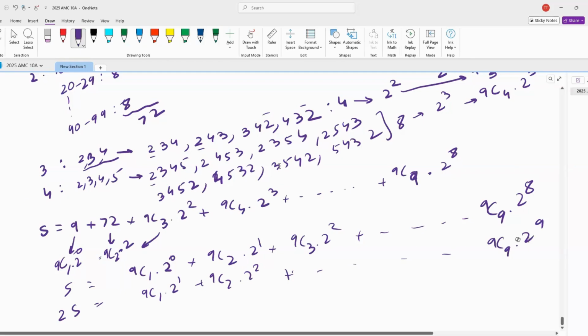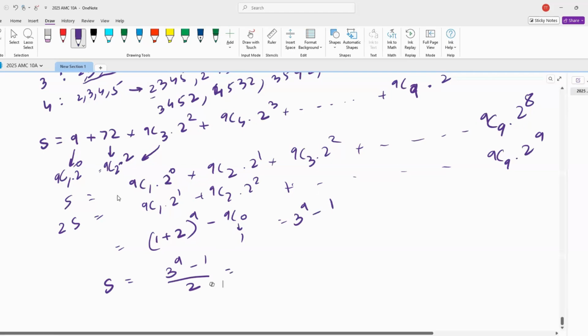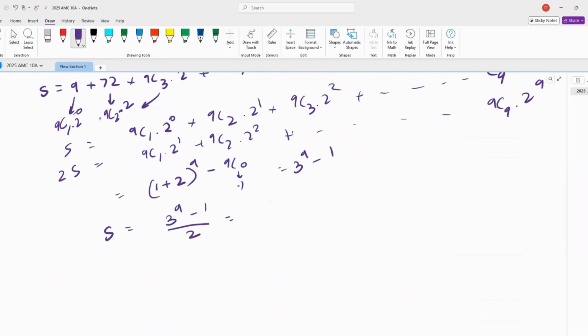So this lends itself very nicely into, this is equal to 1 plus 2 to the 9th minus 9 choose 0, which is 1. So this is 3 to the 9th minus 1. So my sum will be 3 to the 9th minus 1 divided by 2. Right? So if we solve this, we will see that we get the answer to be 9841.